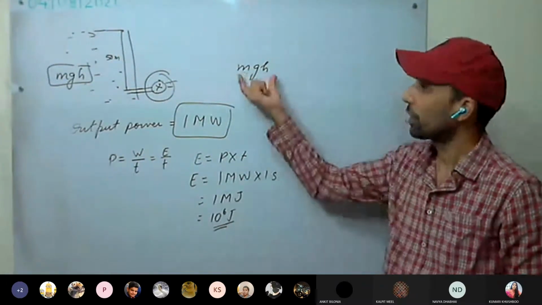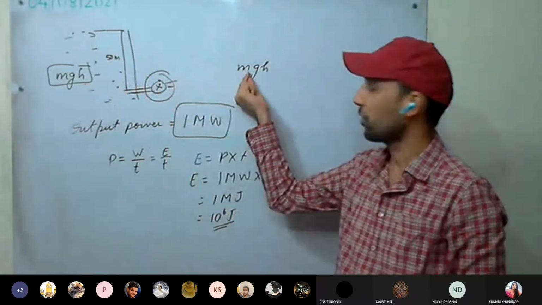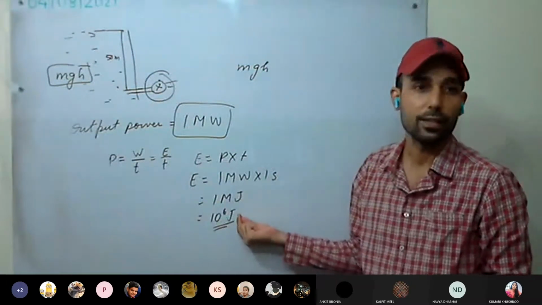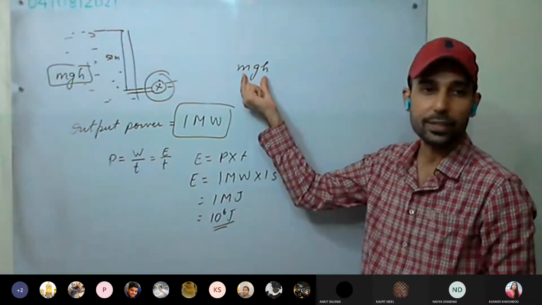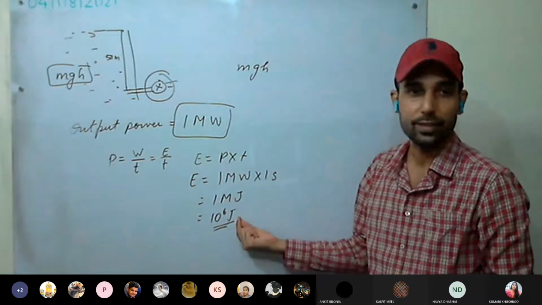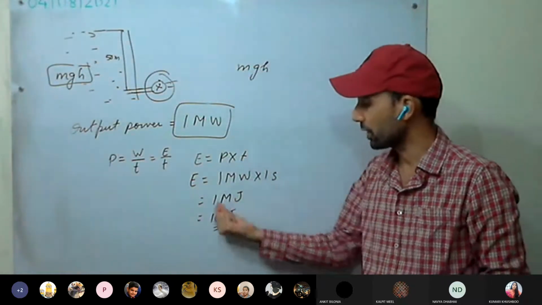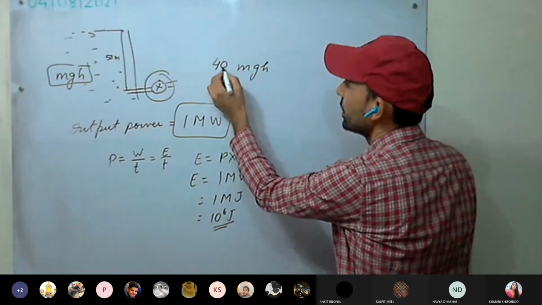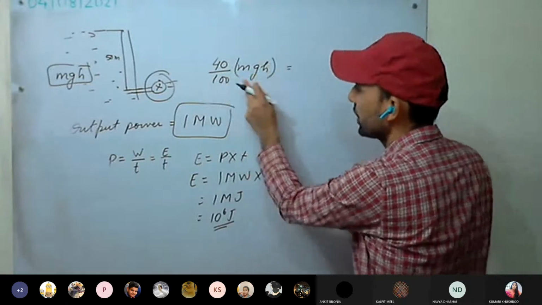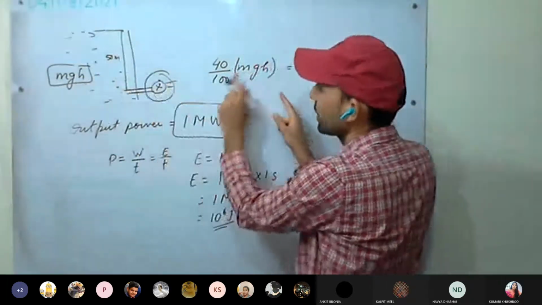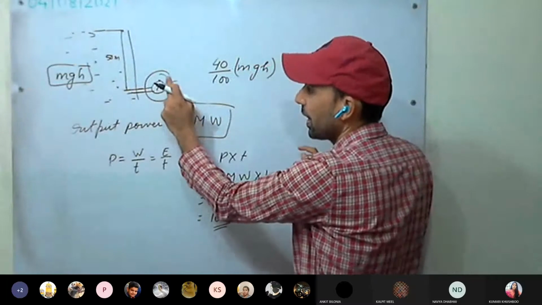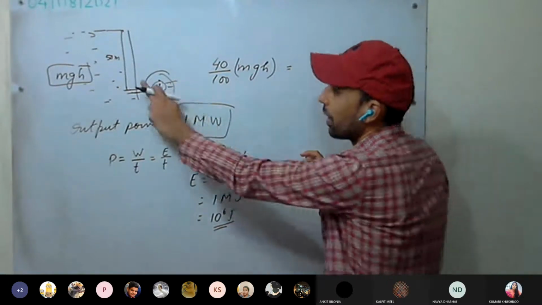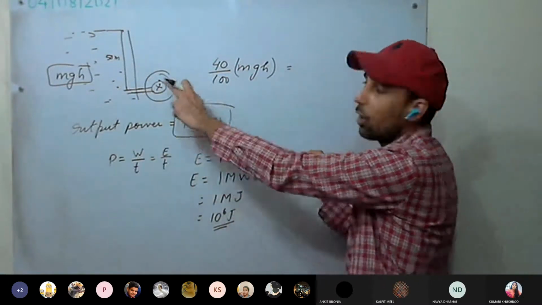So how much water is flowing? m water is flowing, and this is the potential energy that is going to be converted into this energy. And what percentage of this energy is going to convert into this much energy? It's 40%. So 40% of the potential energy of the water, as some mass of water flows through, and because of that this much energy is generated. And we have to calculate that mass of water flowing each second.